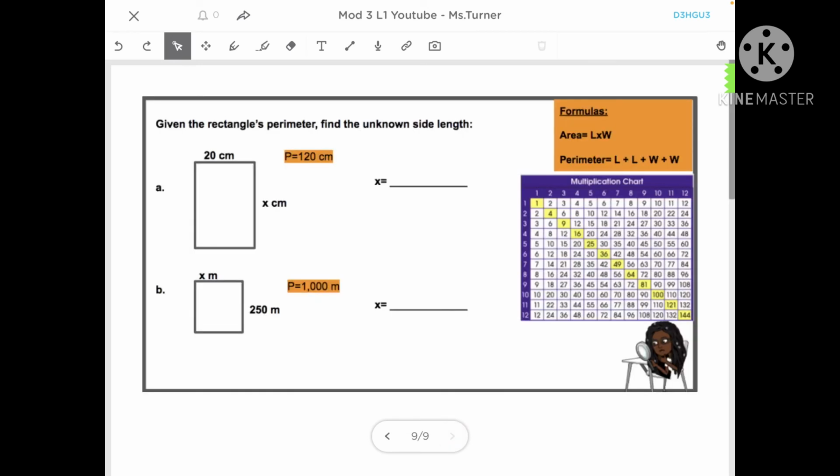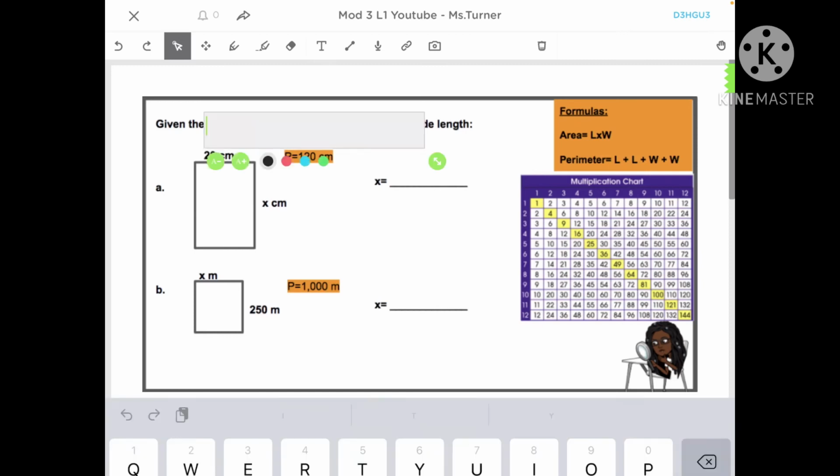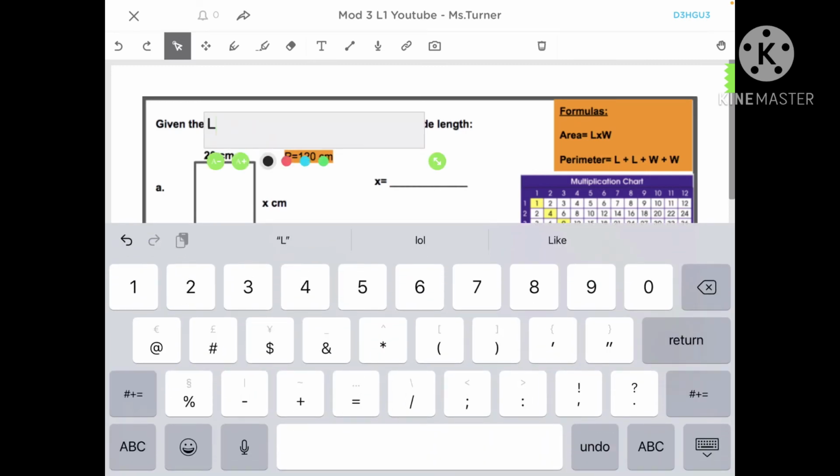Now, what about if they give us the perimeter? Remember, the perimeter measures the distance outside of an object. So what if they're trying to build a fence around this rectangle? 20 centimeters is my length. I don't know my width, but I know that my perimeter equals 120 centimeters. Can you remind me, what is that formula that we are going to use to find the perimeter? Yeah, length plus width plus width. Good job, you guys.